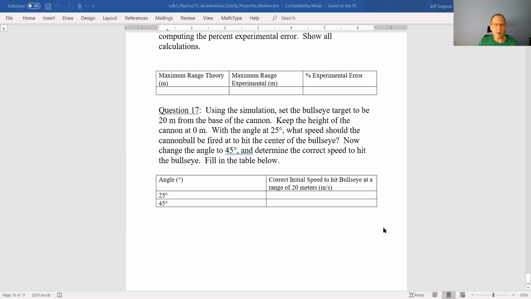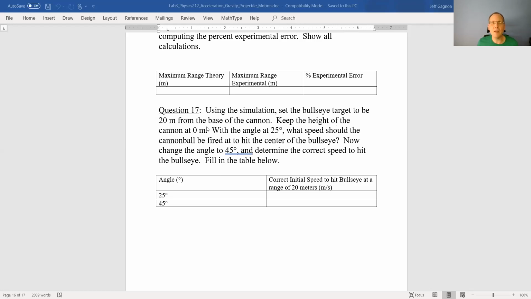All right, then I just have one more thing I want you to do with the simulation. So using the simulation, we're going to set the bullseye target to be 20 meters from the base of the cannon, right? Keep the height of the cannon at 0 meters. And then with the angle at 25 degrees, what speed should the cannonball be fired to hit the center of the bullseye? And then if it's at 45 degrees, what should the correct speed be to hit the bullseye? And you're just going to fill in the table with your answer here. So you're kind of just playing with the simulation to figure out what speed you need for these angles such that the cannonball travels 20 meters. So its range is 20 meters.